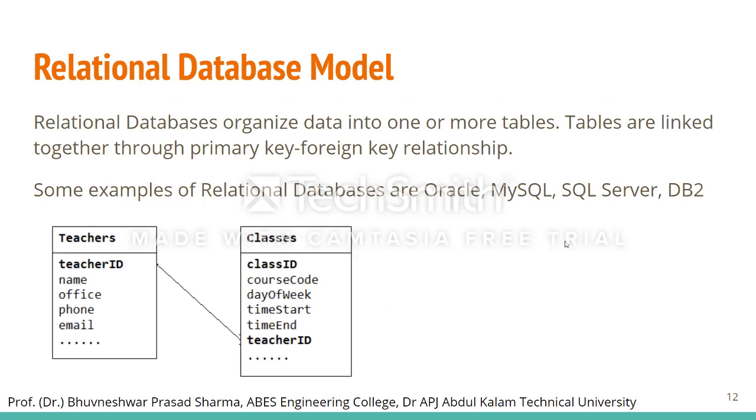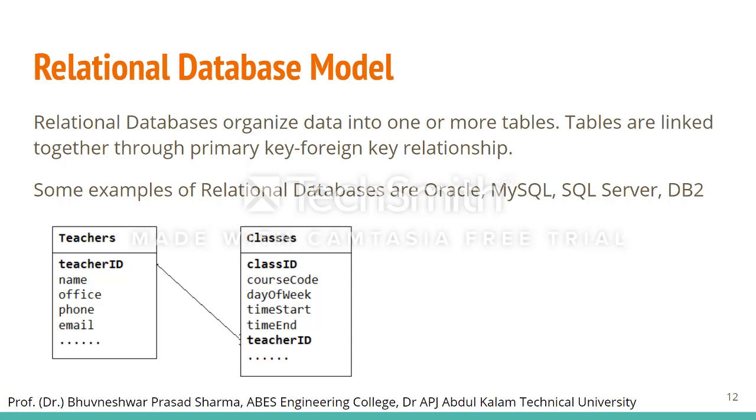And the most popular one is the relational database model. The relational database model organizes the data in one or more tables. Tables are linked together using a primary key, foreign key relationship. And the point is, what is a primary key and a foreign key?